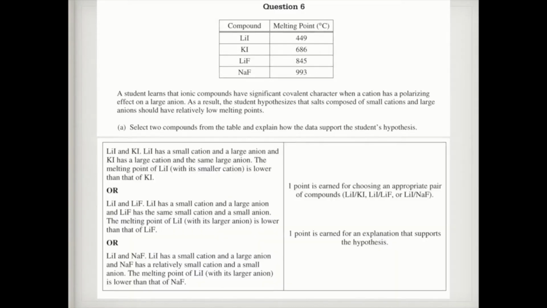You could also look at, for example, lithium iodide and lithium fluoride, comparing the sizes of those anions. So since iodide is going to be larger than fluoride, that means lithium iodide should have a lower melting point, which it does. So all of those work perfectly fine.